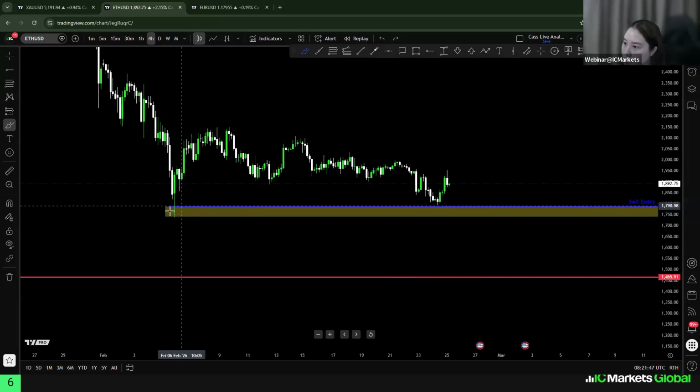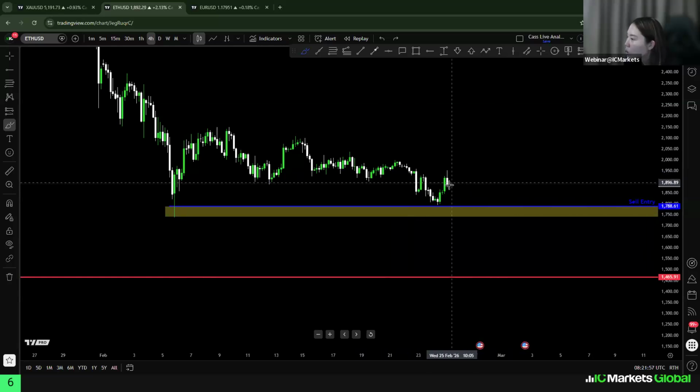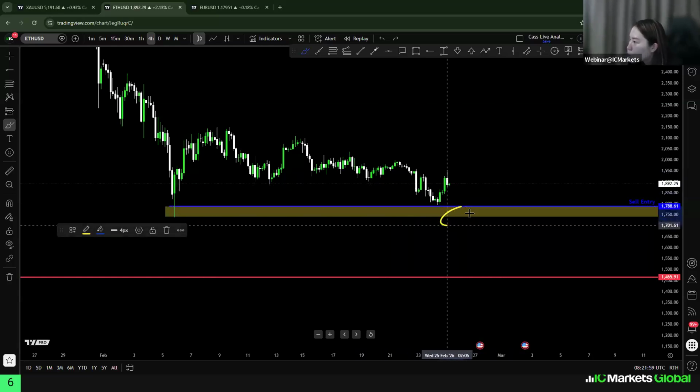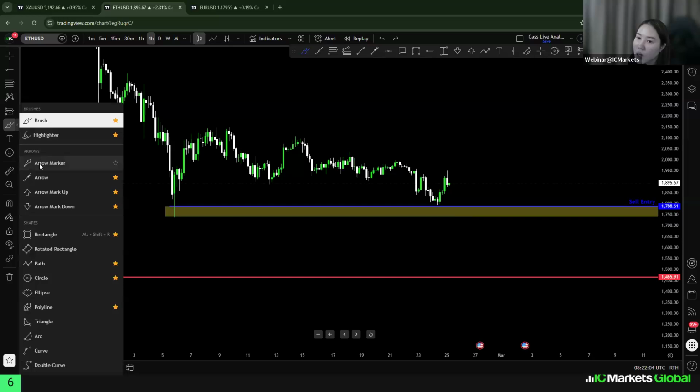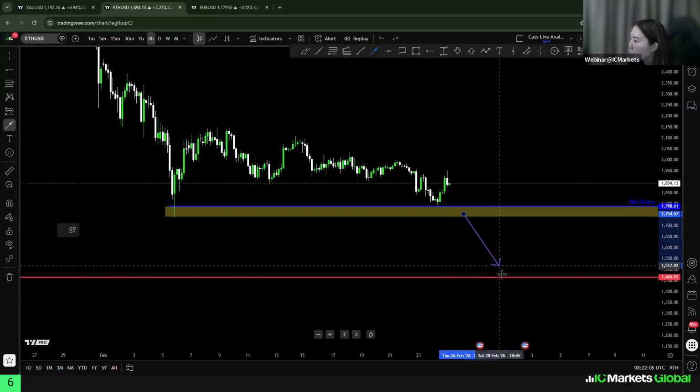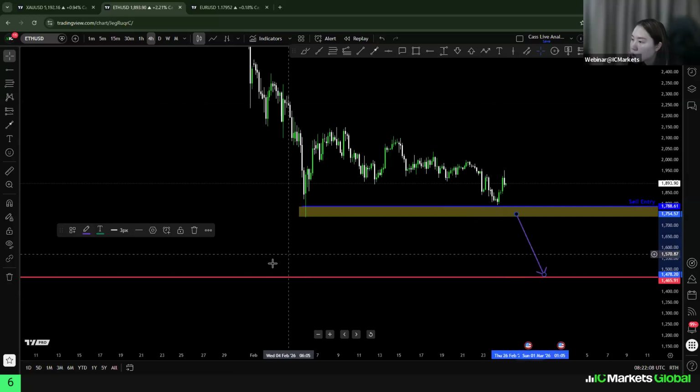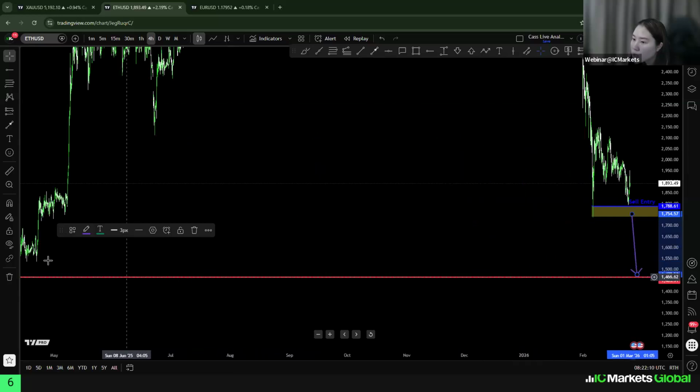If we're talking about a wick just like this, that's not a breakout. That's just testing the area. That is not a breakout. So it needs to break below this yellow box. If it breaks, then I will consider aiming for the next zone, which is this next swing low here.